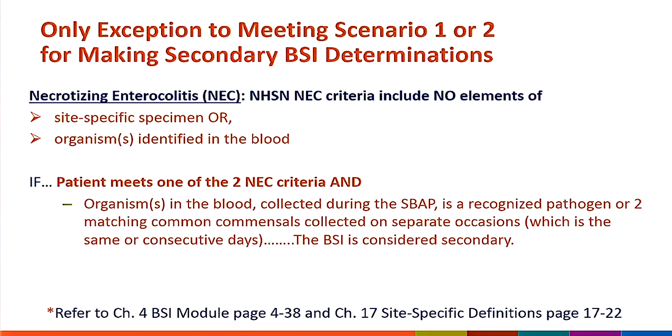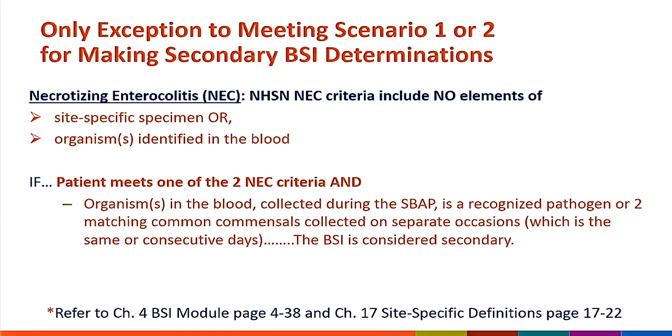Now there is one exception. There's always one exception at least, isn't there, for everything. One exception to a patient meeting neither scenario 1 or 2, but being able to identify a BSI as secondary, and that's our necrotizing enterocolitis criteria. Our NEC criteria includes neither of the elements, a site-specific specimen or organism identified in the blood. Neither of those are used as part of the criteria, and so therefore we've made an accommodation.